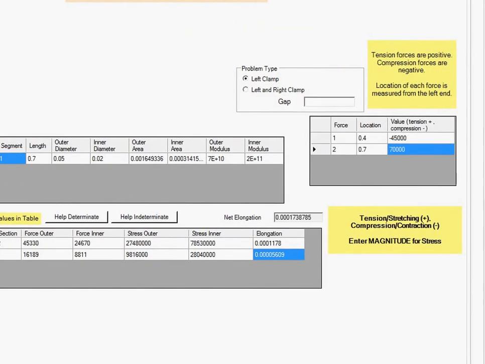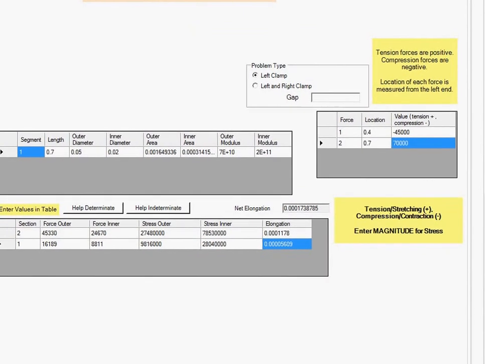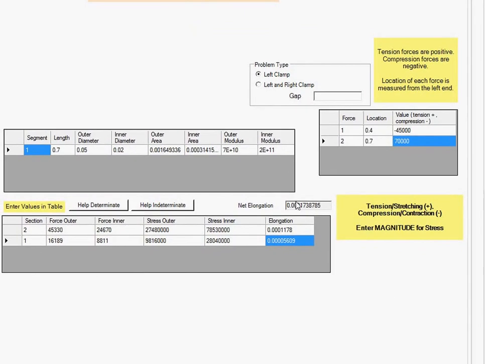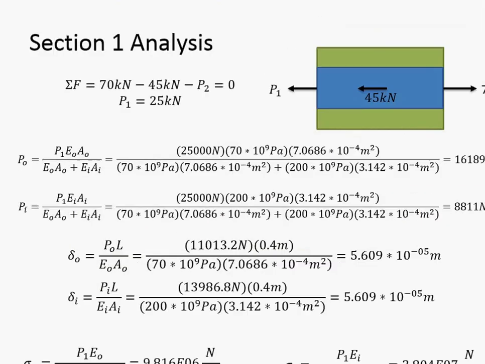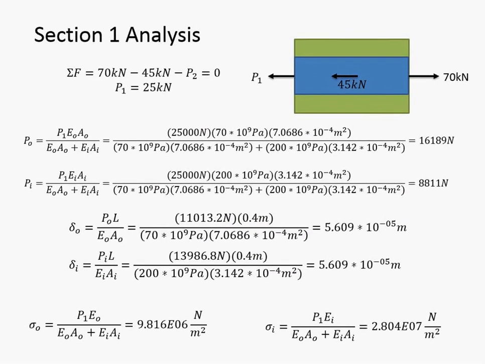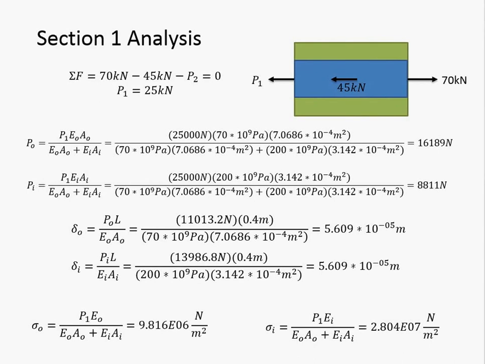Okay. Solution complete. And you can notice our net elongation, which is in meters. It's a very, very small amount. What is that? Almost 0.2 of a millimeter. Very small. Okay, so that's more or less it for how you work with composite problems.